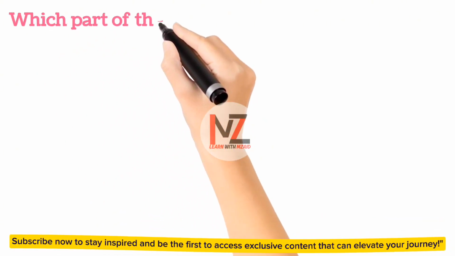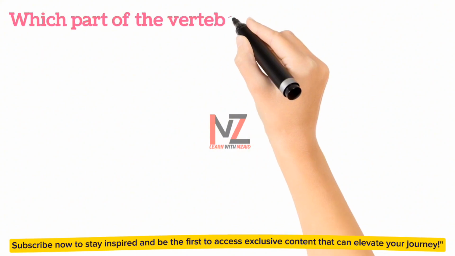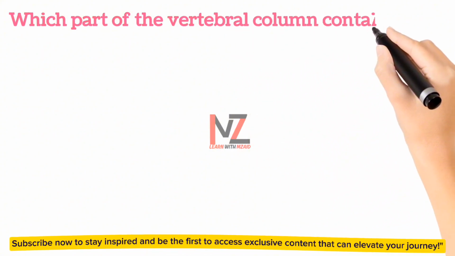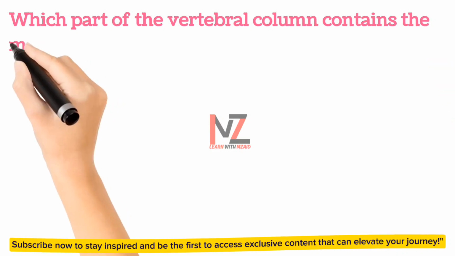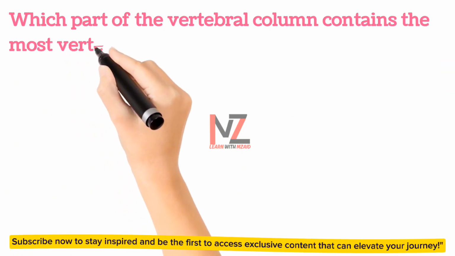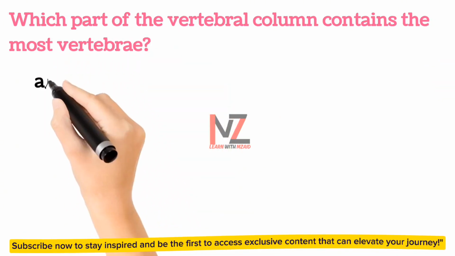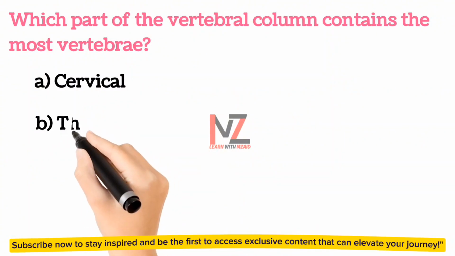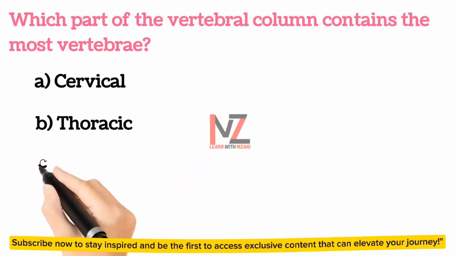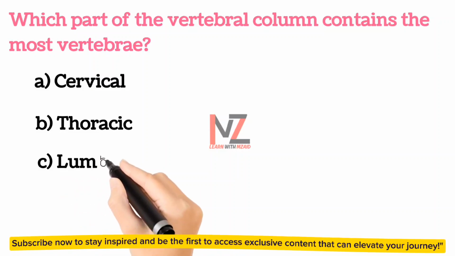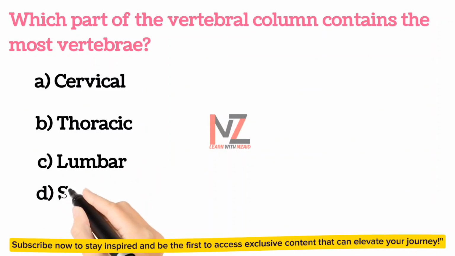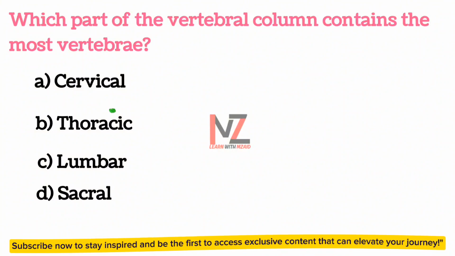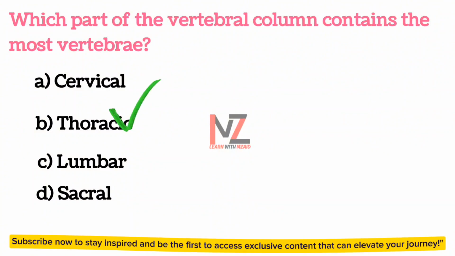Number 19 is, which part of the vertebral column contains the most vertebrae? Option A, cervical. Option B, thoracic. Option C, lumbar. Option D, sacral, and the right answer is option B, thoracic.